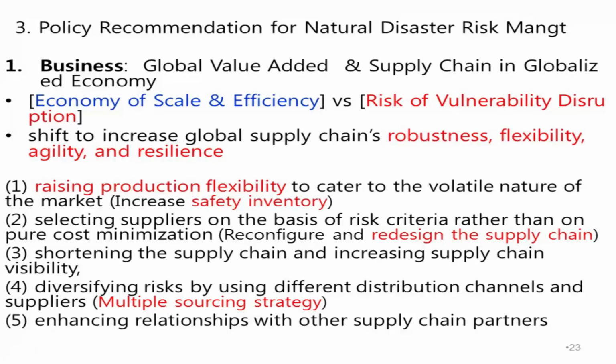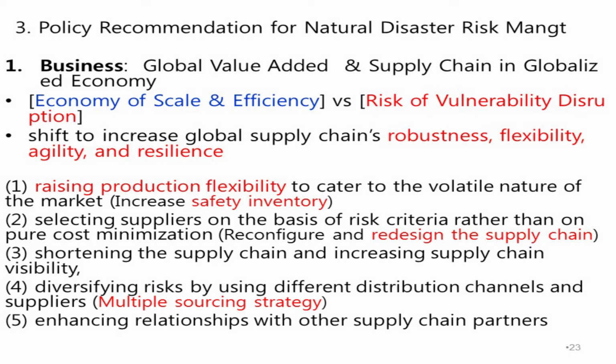Okay, so I want to give a summary of the recommendations for the business sector, the government and international organizations. Business should look not only at efficiency, but also at the risk factors of vulnerability or disruption from natural disasters. They have to evaluate the robustness, flexibility, agility and resilience of global supply chains. For example, they have to increase their safety inventory, and maybe have a multiple sourcing strategy and multiple logistics centers, so that they minimize the impact of natural disasters on their global supply chain.